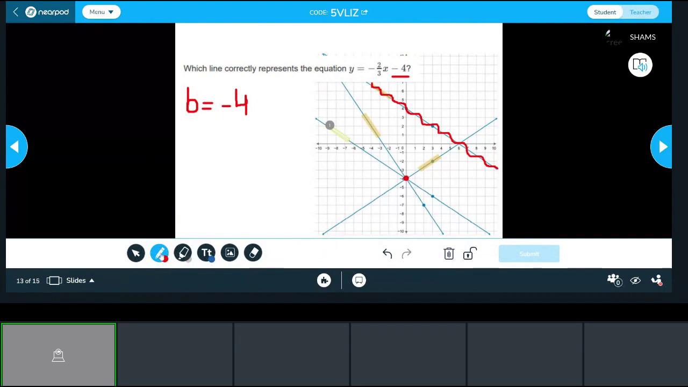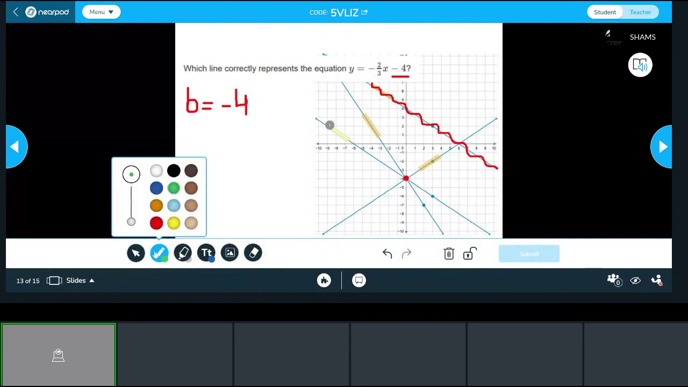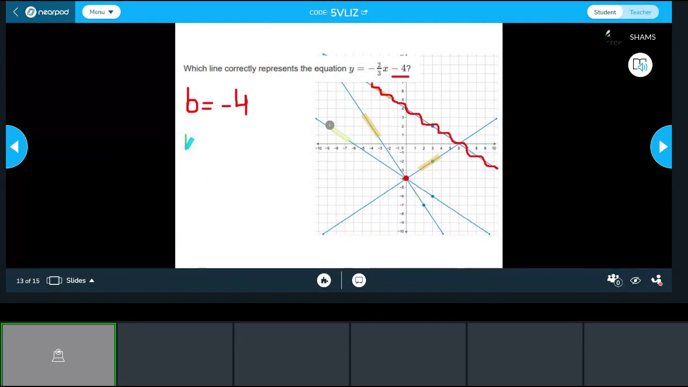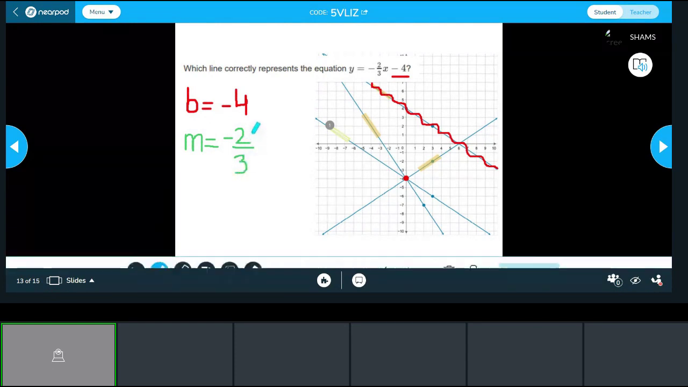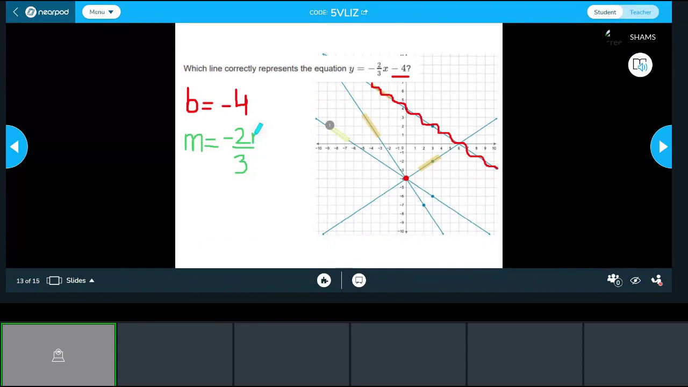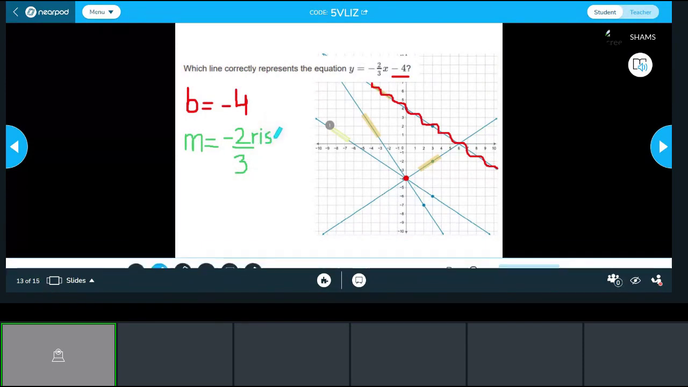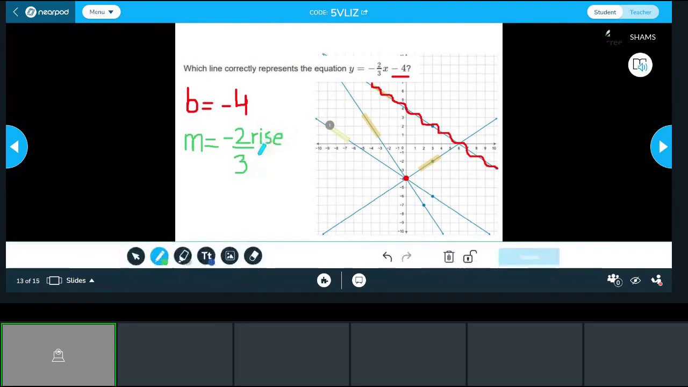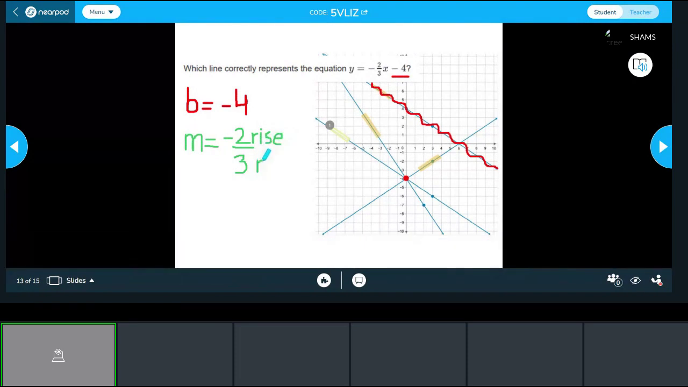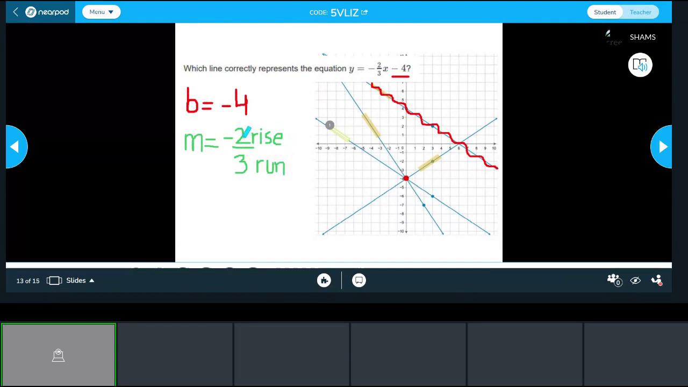Then I also know m, the rate of change, the change from one point to another. And m is negative 2/3. The change has to be negative 2/3 from one point to another. That means negative 2 being the rise. And that means negative 2 is not a rise, it is a fall, right? So the rise is negative 2 and the run has to be 3. And let's see where it is true. Negative 2 is a fall.